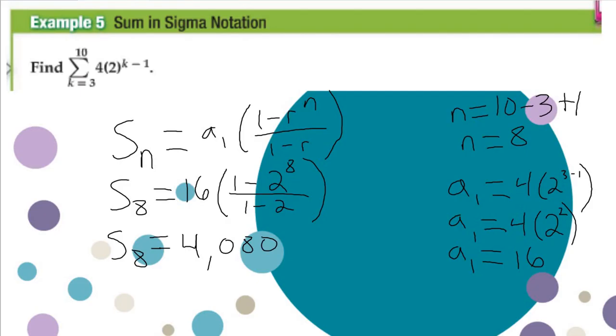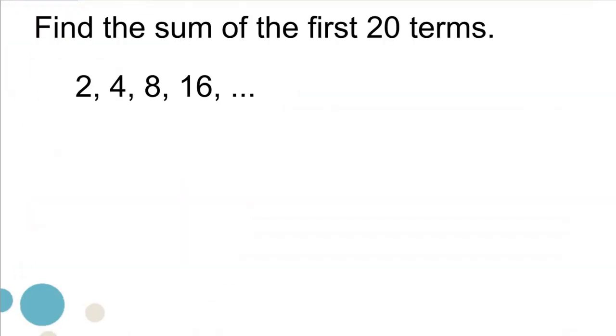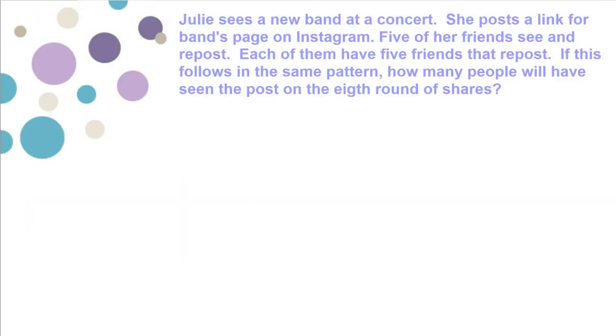Alright, let's look at one last example. We're going to look at a word problem. Yay! So it says, Julie sees a new band at a concert. She posts a link for the band's page on Instagram. 5 of her friends see and repost. Each of them have 5 friends that repost. If this follows the same pattern, how many people will have seen the post on the 8th round of shares?